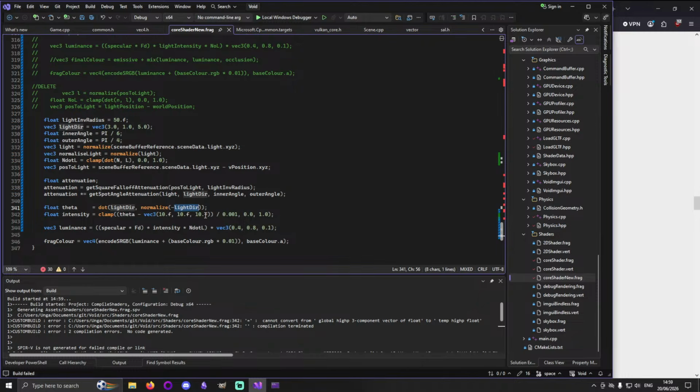Convert. I would again take more time with this, 100%. Is this not? What's theta? Oh, it's a float. Oh, it's clamp. Oh, I'm an idiot. Okay, sorry. All right.